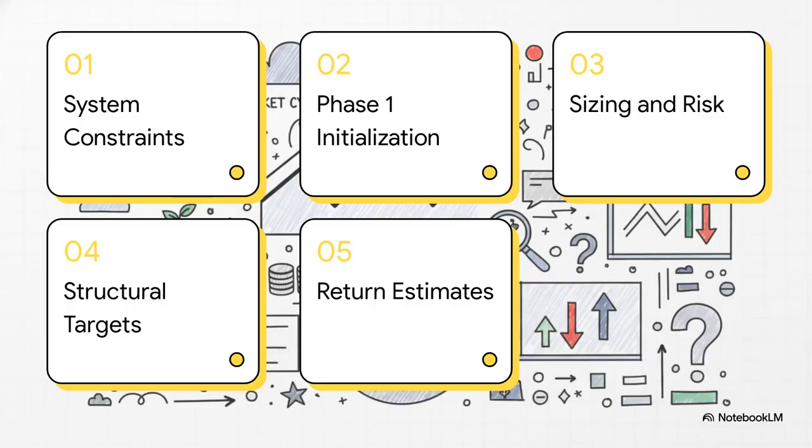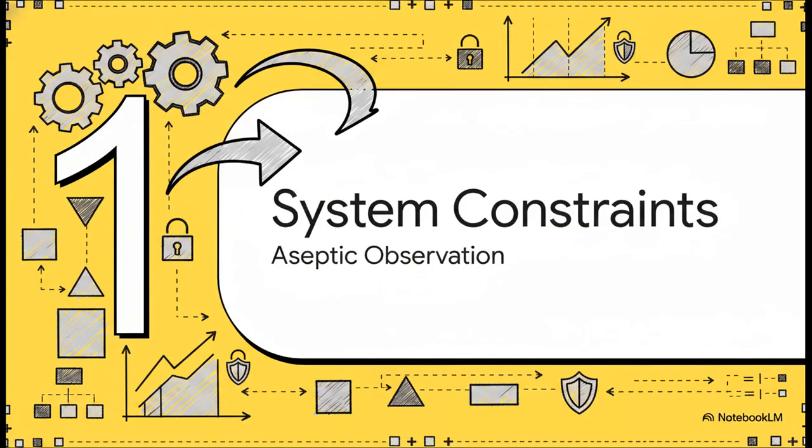Here's our explainer agenda for today. We'll cover system constraints, Phase 1 initialization, structural sizing and risk, predefined structural destinations, and finally, scenario return estimates. Starting with Section 1, System Constraints, Aseptic Observation.